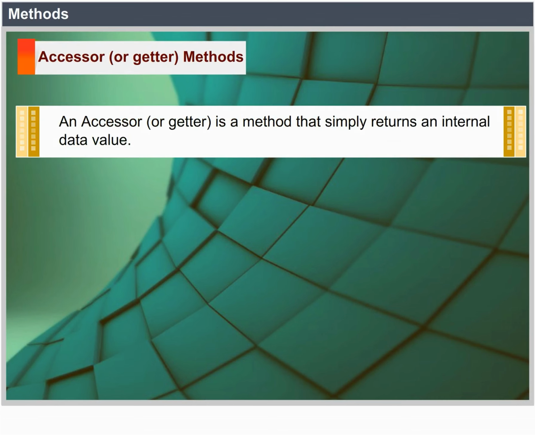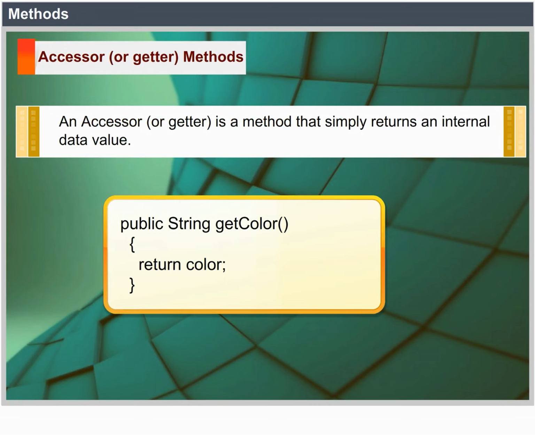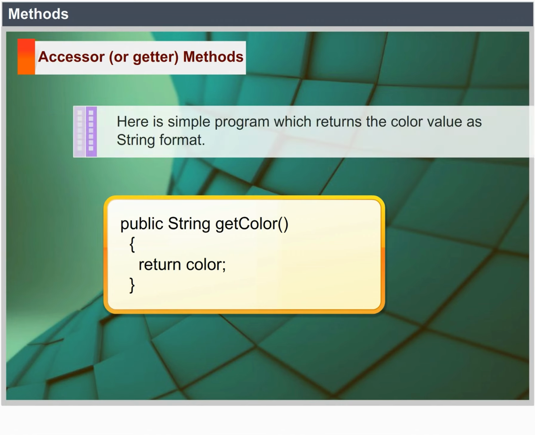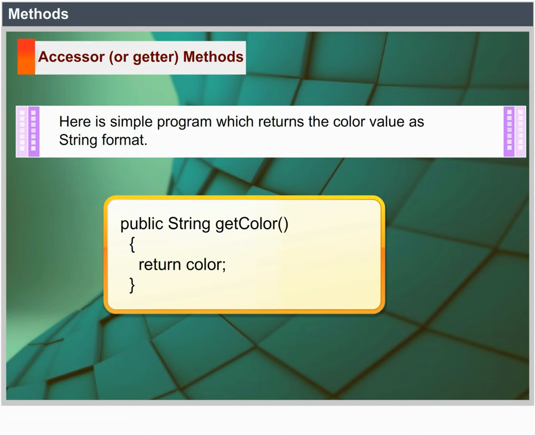Accessor or getter methods. An accessor or getter is a method that simply returns an internal data value. public string GetColor() { return color; }. Here is a simple program which returns the color value as a string.